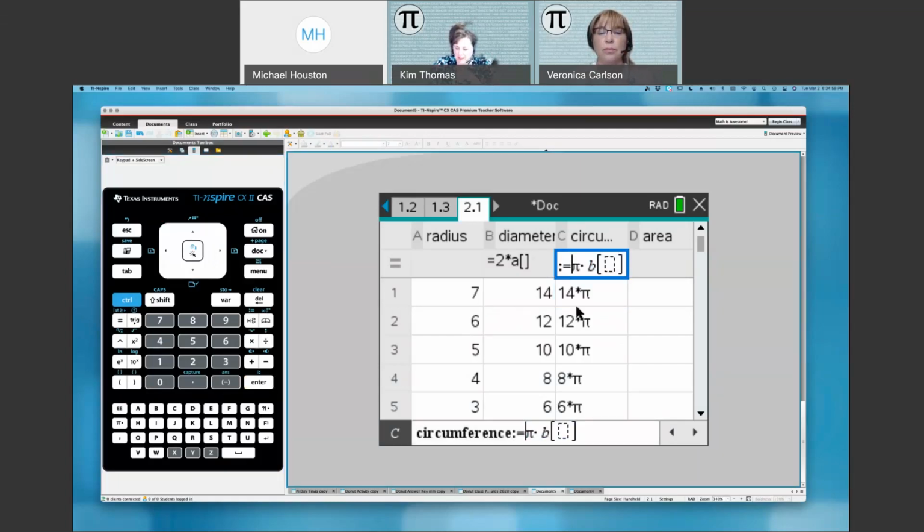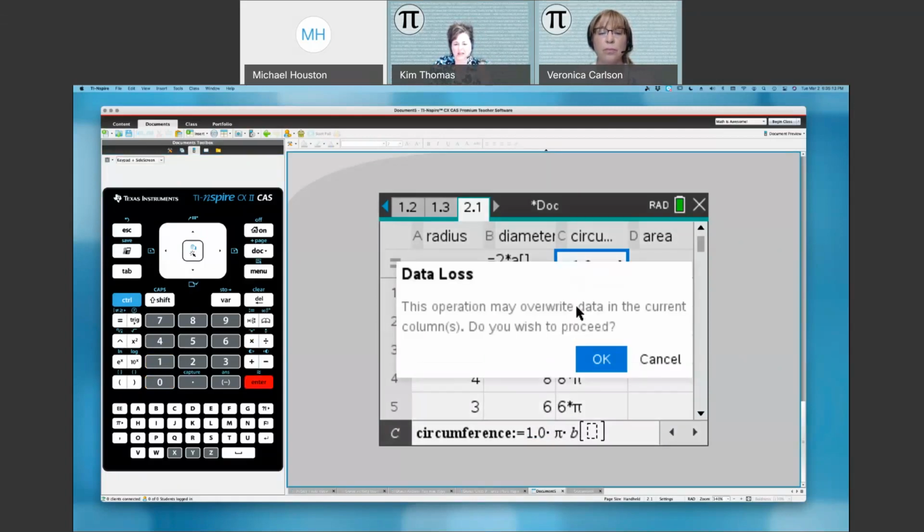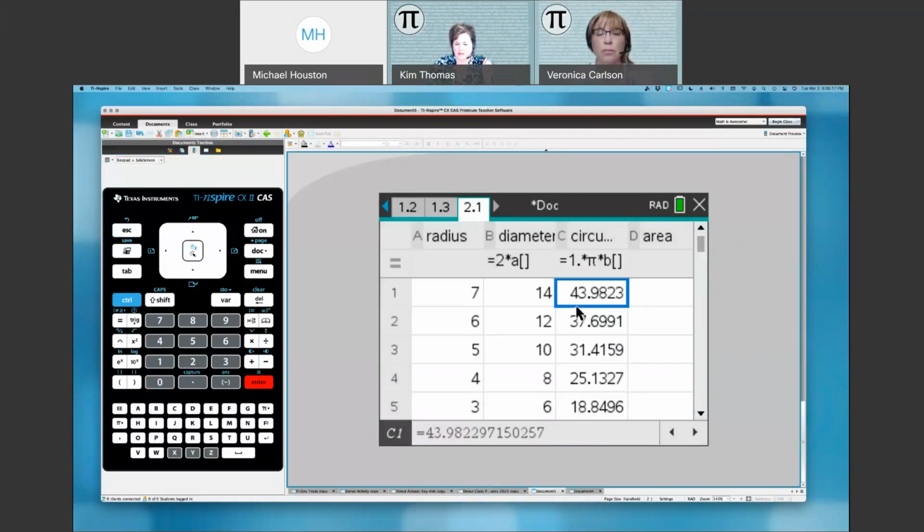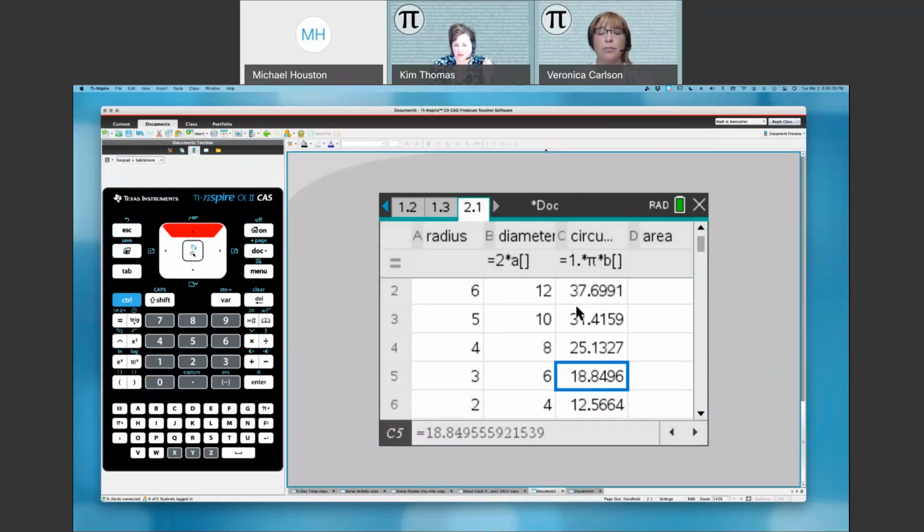So I'm going to go back up in here and click in front. My fastest trick for working with spreadsheets is to do 1.0 times pi times b. I don't need the 0.0, but it usually helps students realize that they're putting a decimal in there. It's going to say it's going to overwrite the data. Great, and there's some information, which is kind of cool.